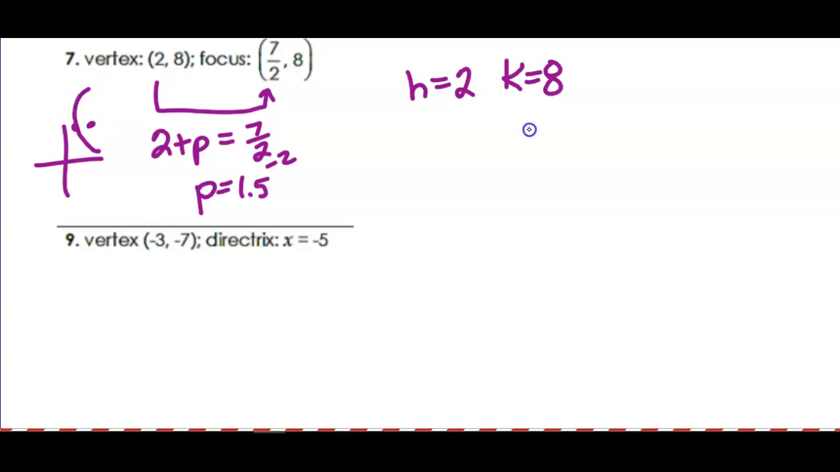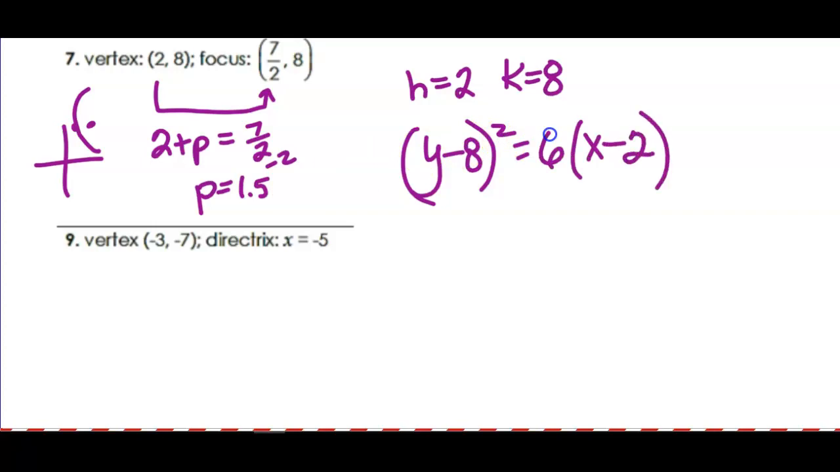All right, so when it opens sideways, it's y minus k squared equals 4p. What's 4 times 1.5? 6. X minus h. All right, given h and k.